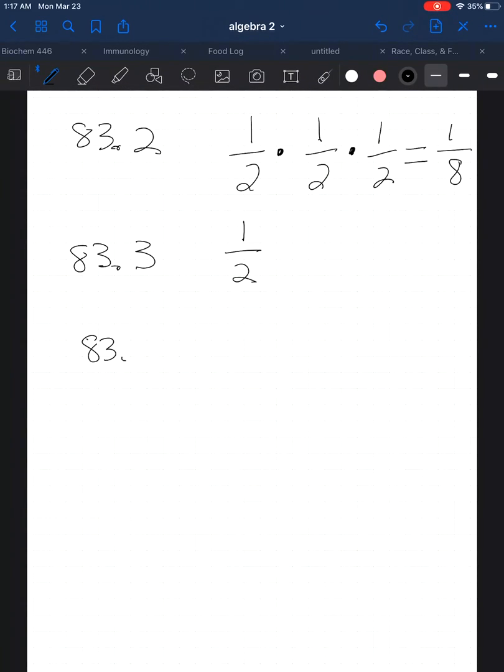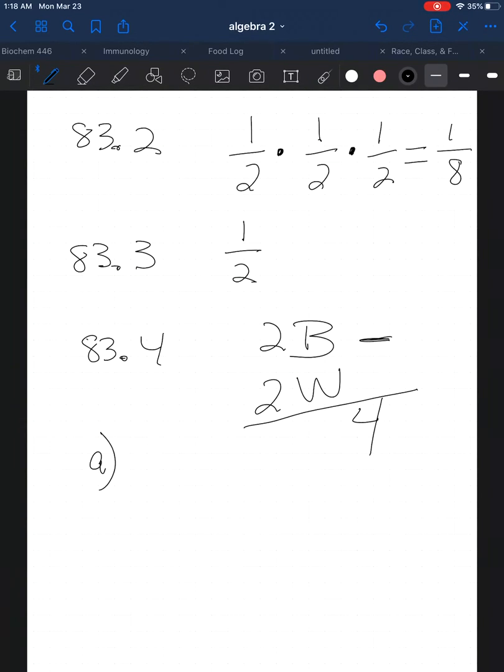So it says an urn contains 2 black marbles, 2 white marbles. A marble is drawn at random and replaced. So that means we pull it out, but then we put it back in after we look at it. Then a second marble is randomly drawn. So A, what is the probability that both marbles are black? Well, we have 2 black marbles out of a total of how many marbles? 4.